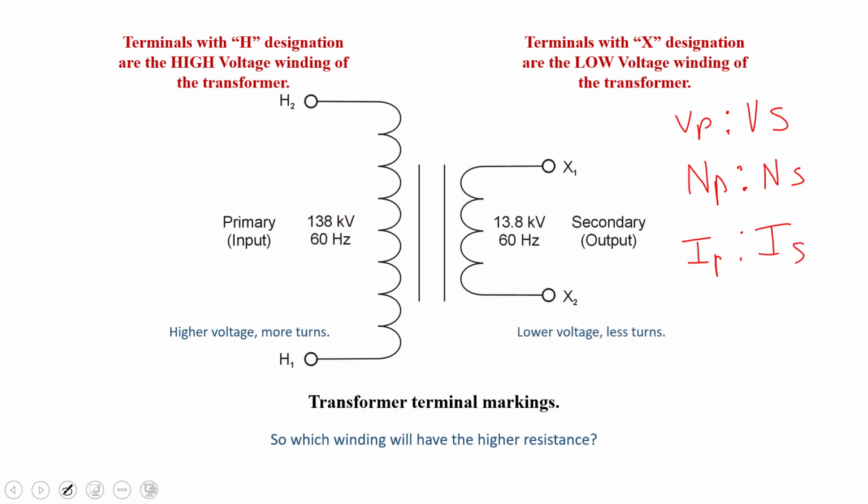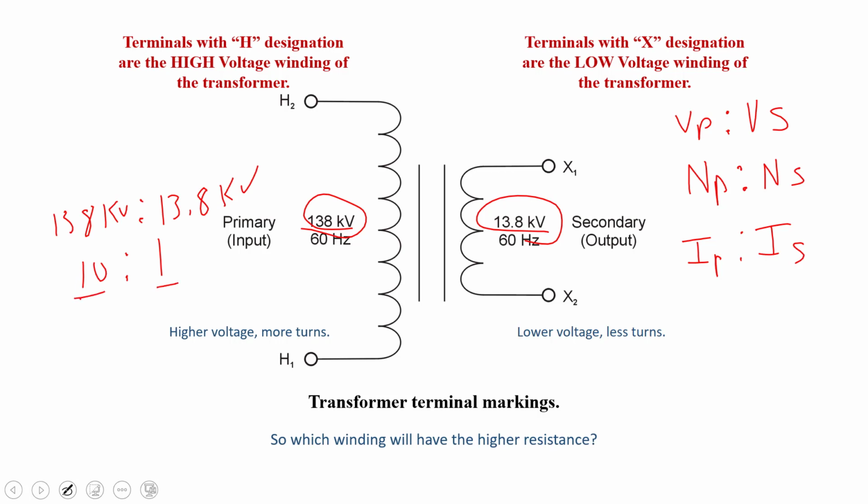Looking at this one, we could see that we have 138 kV primary to 13.8 kV secondary. So it's 138 kV to 13.8, and if I were to express this in its lowest terms, it would be a 10-to-1 transformer. So what that means is that every 10 volts on the primary will produce 1 volt on the secondary, 10 to 1.